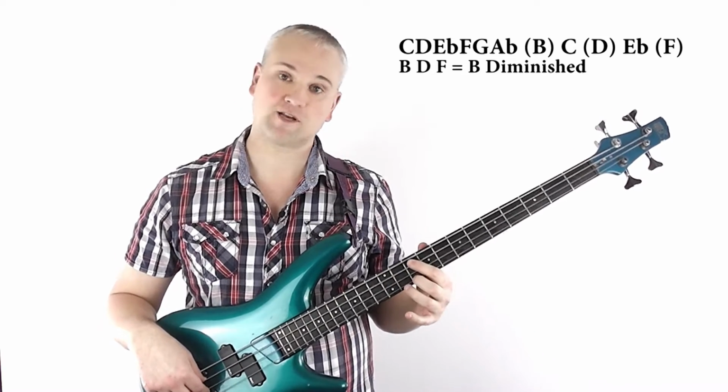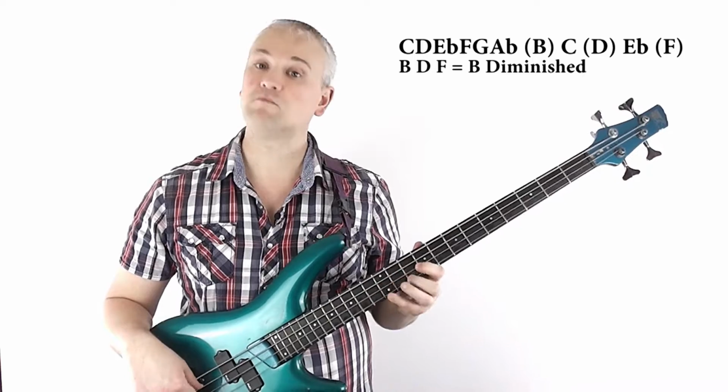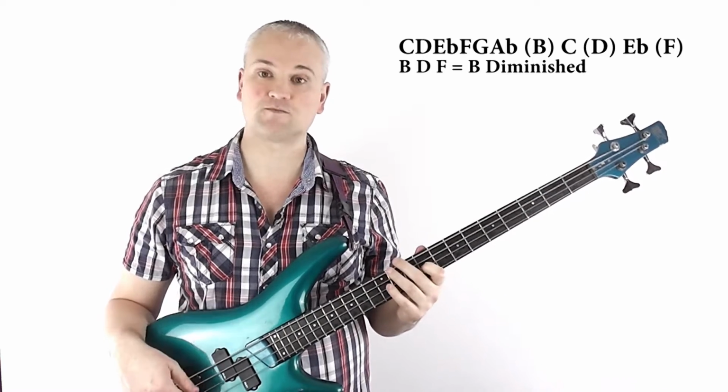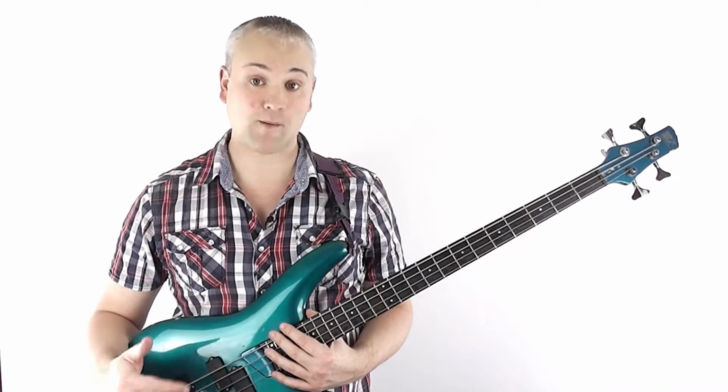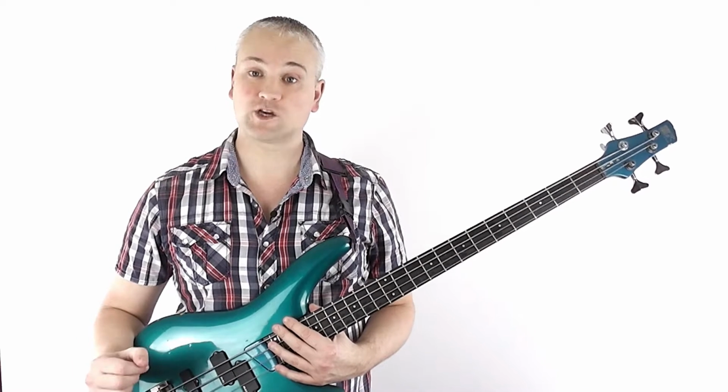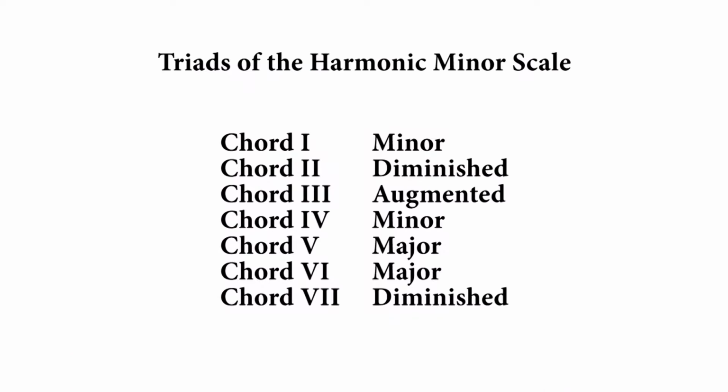So chord 7 in harmonic minor scale is diminished, in this case B diminished. So to recap, in a minor key, if we're using the harmonic minor scale, we have the following chords. Chord 1 is minor, chord 2 is diminished, chord 3 is augmented, chord 4 is minor, chord 5 is major, chord 6 is major, and chord 7 is diminished.